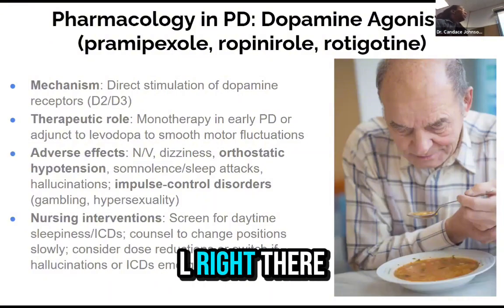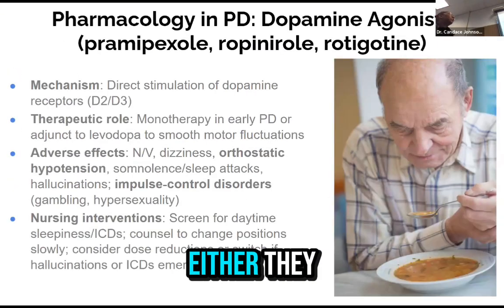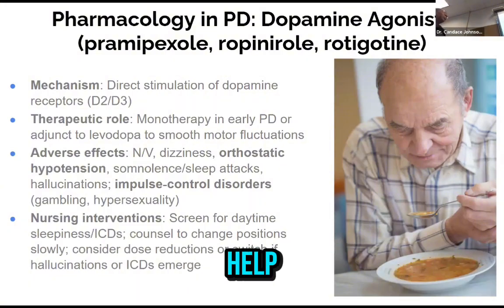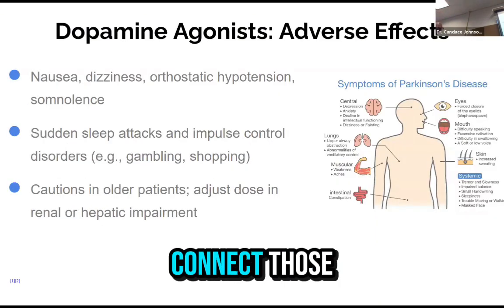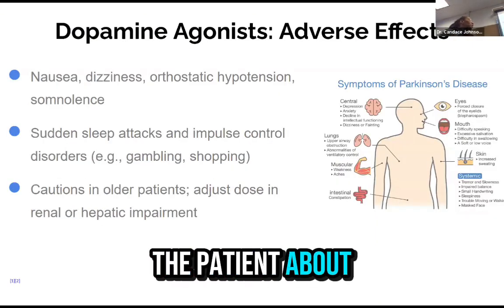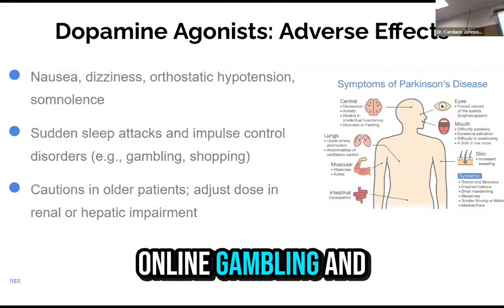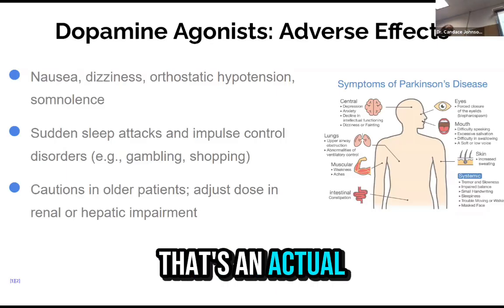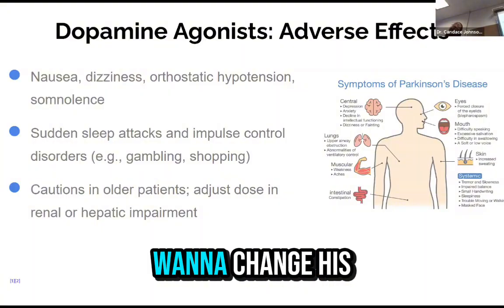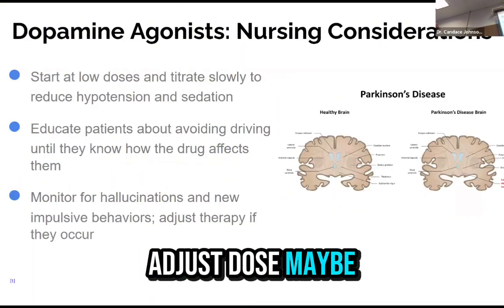All right, dopamine agonists. I don't have a good way to remember those either. The OLEs don't hold up over here, but OLE could help. But there are other drugs that end in OLE, so you may just want to connect those. All right, so ask the patient about what's going on in their life, and if their family members are like, suddenly he's taken to online gambling and he's wiping out our accounts, we go, okay, that's an actual effect of the medication, and we may want to change his therapy because it's not helping. All right, adjust dose maybe.